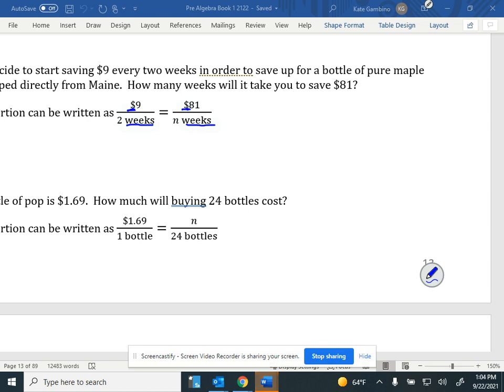Because it would be a whole different answer if we had the $81 here and the $9 as our denominator. And this was 2 weeks, and this was n weeks. That's not going to make sense. You have to make sure weeks is across from weeks. Okay, so really pay attention as you're doing the word problems that it goes across. The numerator flows into the numerator.